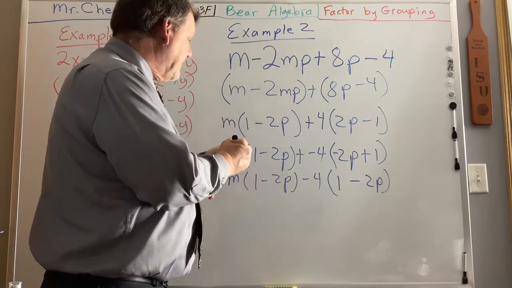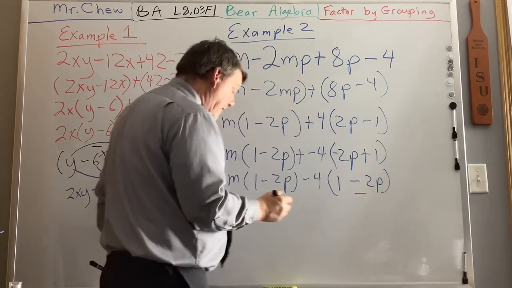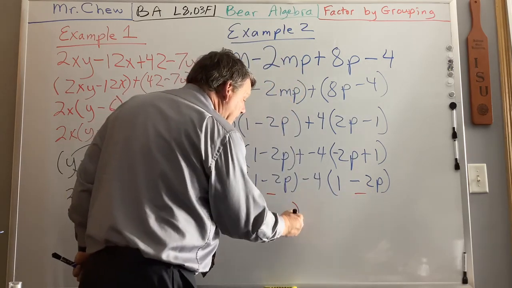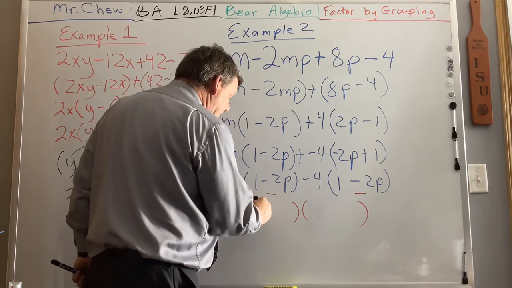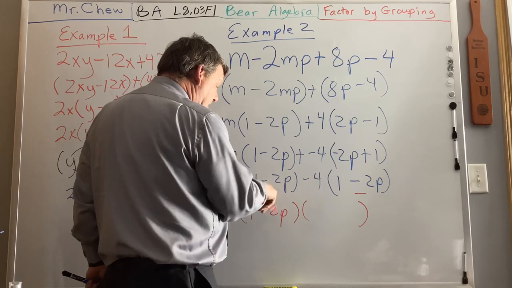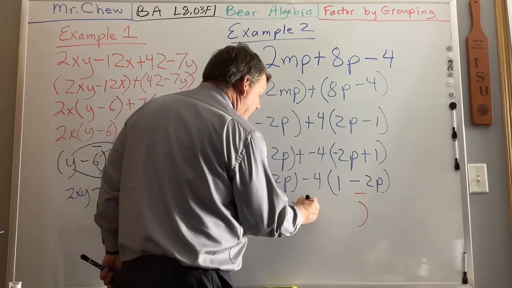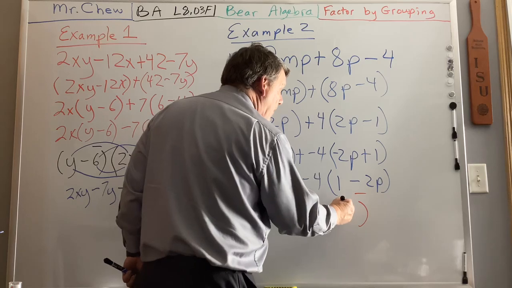Okay, now I look and I say, all right, looky here. I've got 1 minus 2p in both of them, so now I can factor it out, put it in the first parentheses, and in the second one, if I factor this out and this is gone, I've got an m left. If I factor this out and it's gone, I've got a minus 4.